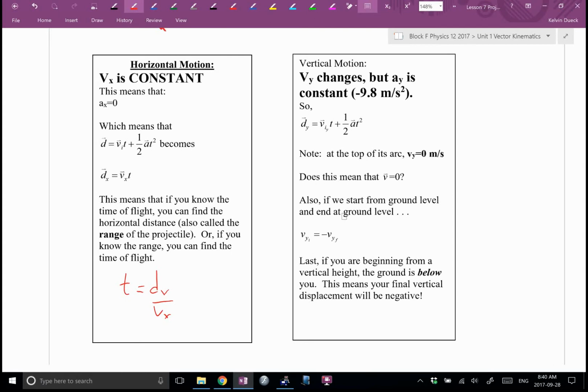Vertically, Vy changes, but A is a constant. It's negative 9.8 meters per second squared. So horizontally, Ax is 0, so Vx is constant.